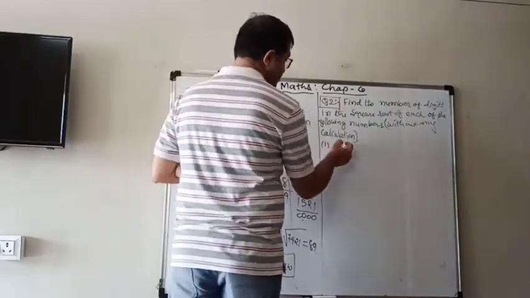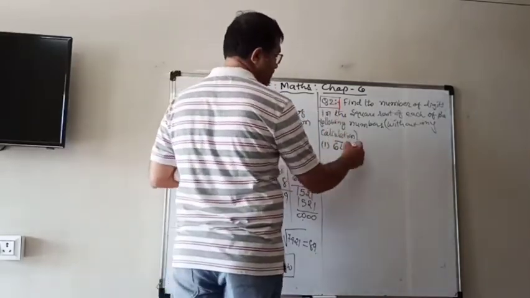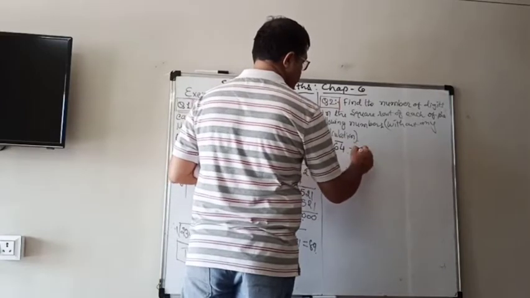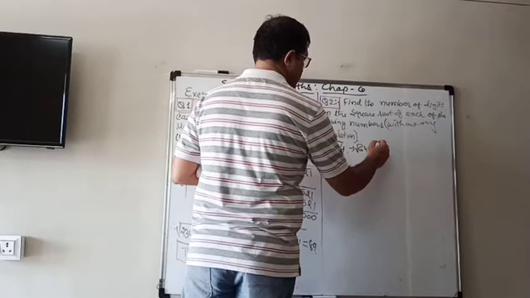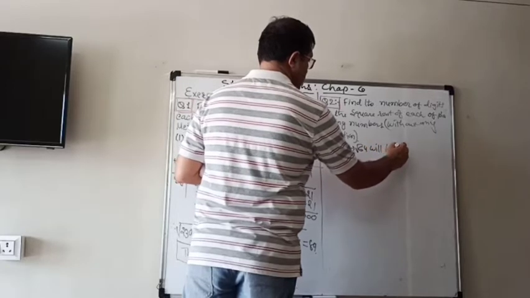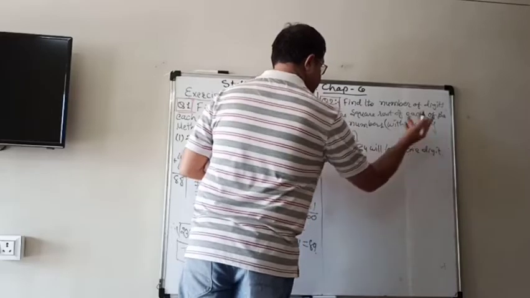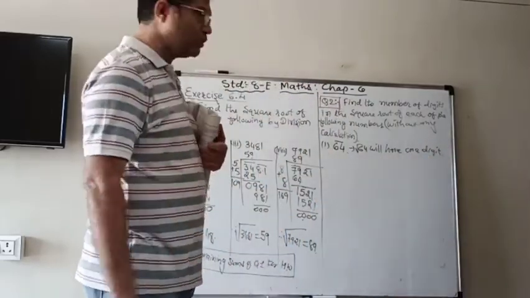Here from the 64 we pick only one pair. So square root of 64 will have 1 digit. You know that 8 eights are 64. We don't have to find it, but you know it.